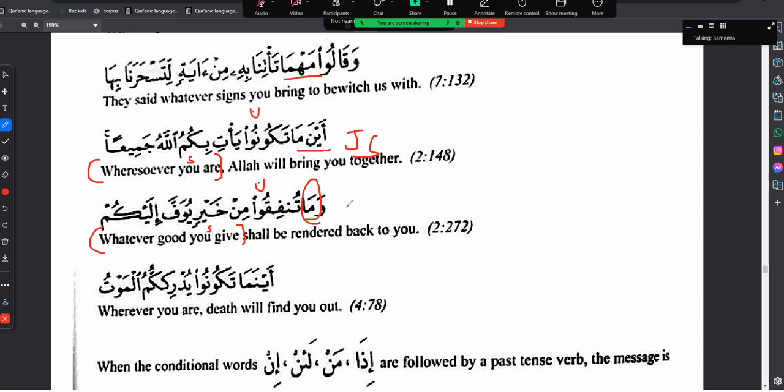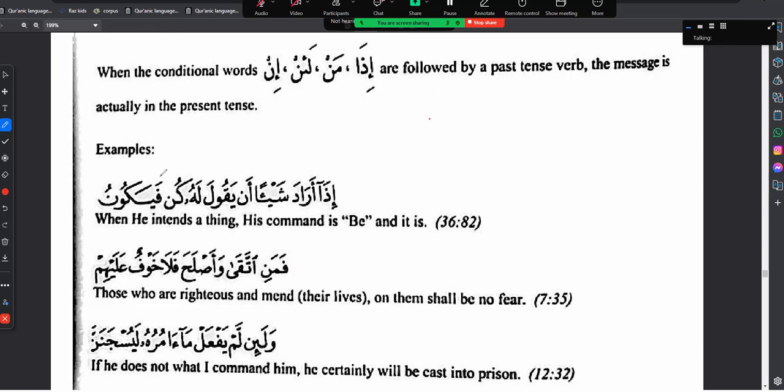Okay. Next we have Aynama takunu yudrikkumul maut. Aynama is the conditional article, and takunu becomes majzoom. And we also have yudrikkum. This also becomes majzoom. This we are going to learn in our future lesson. So Aynama is a conditional article. It makes both these mudari majzoom. Wherever you are is the conditional, this is the shart part, and death will find you out. This is the jawabu shart.